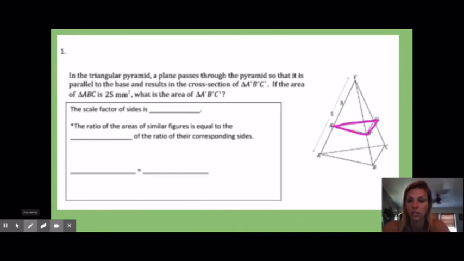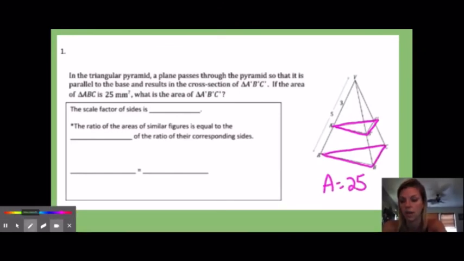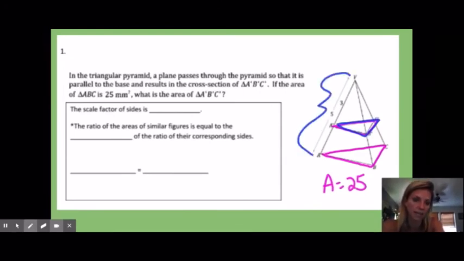So if you look here, it says the area of triangle ABC. So the big guy has an area of 25 millimeters squared. It wants to know the area of the smaller one. Well, it shows me on the side here the scale factor. So the scale factor here, this whole length is 5, and this length is 3. So the scale factor, you can set up like 5 over 3 if you wanted to.